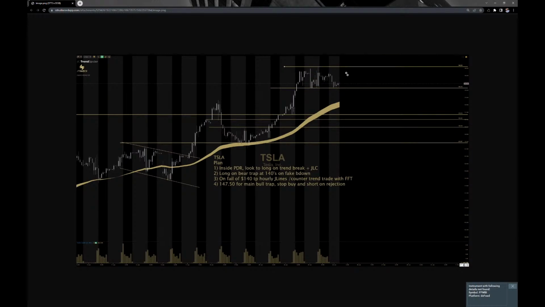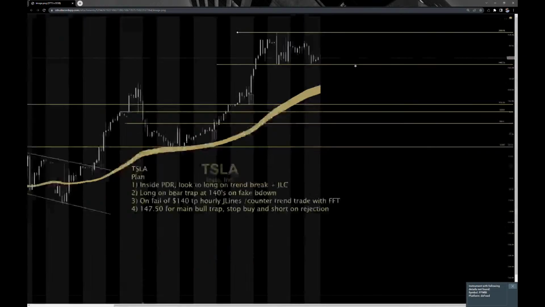This was very early. So I made the plan around 740, 750. I was looking for this high, 146.50, for a push into it and a rejection. The second one, I was looking for a long in case of a fill of the 140, reclaim of this area 141, and then push to this target high. The third one was on a fill of 140, I want to look for this target, 136.